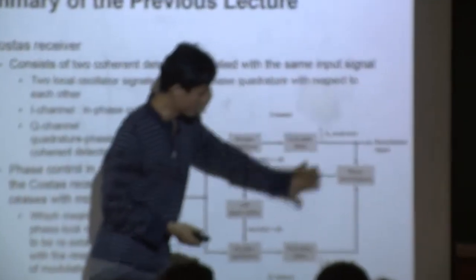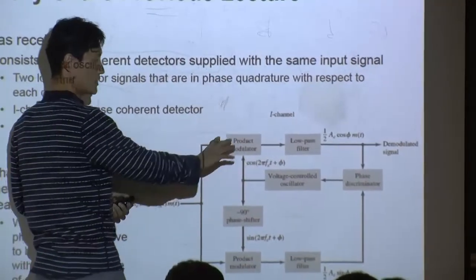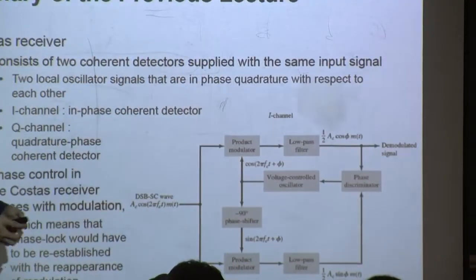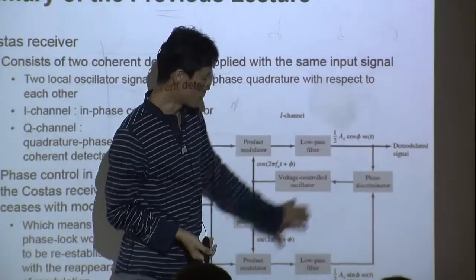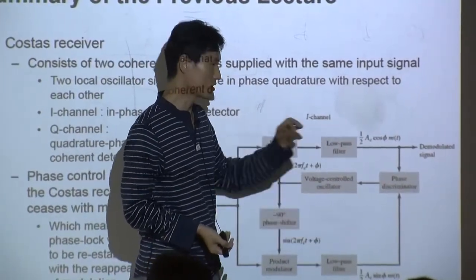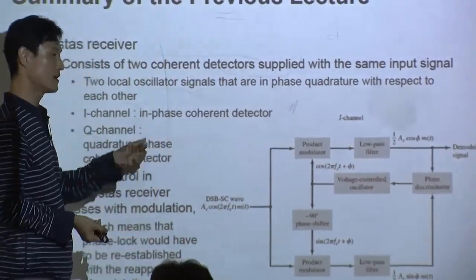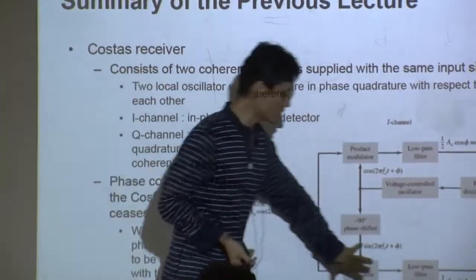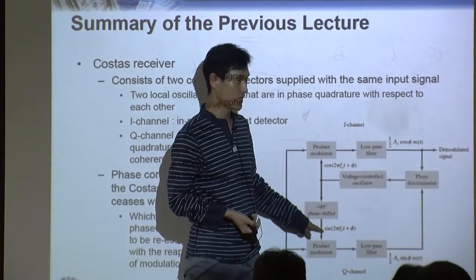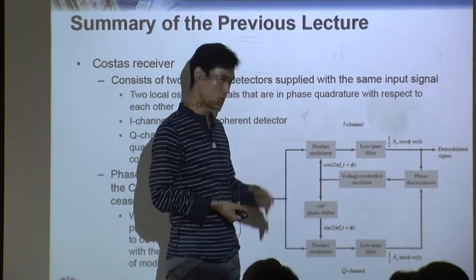The difference between the previous coherent detector and this Costas receiver is that this one is actually just two coherent detectors in parallel. The upper one is called the I channel, and the bottom one we call the Q channel, or in-phase and quadrature phase. Each channel looks identical. The I channel looks exactly the same as the previous coherent detector, and the Q channel is almost the same. The only difference is that you are multiplying by a sine carrier, not cosine.